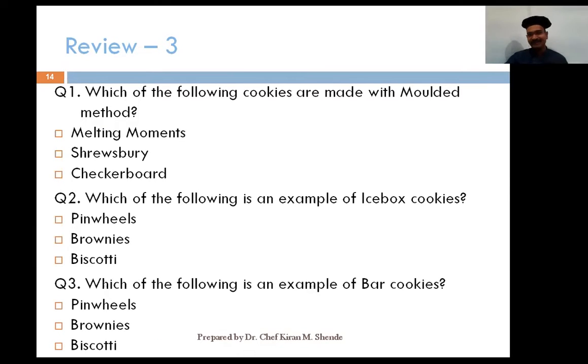So let us reveal the results. The answer to the first question is Shrewsbury biscuits, a type of molded cookie. The solution to the second question is pinwheel cookies, which is a classic example of icebox cookies. The solution for question number 3 is biscotti, which is a bar type of cookie.